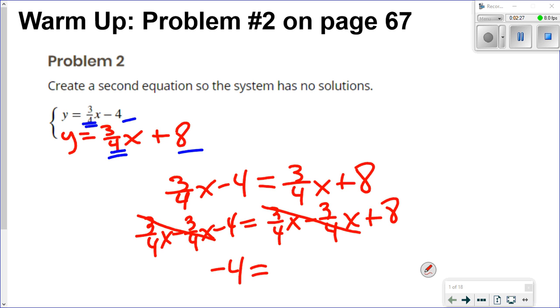-4 equals 8. Is that a true statement? Absolutely not. -4 will never be equivalent to 8. So because we get these two unequivalent numbers in the end, it's proving how these two equations would result in no solution when graphed or when thought about as a system of equations.